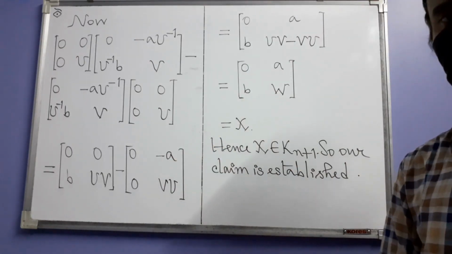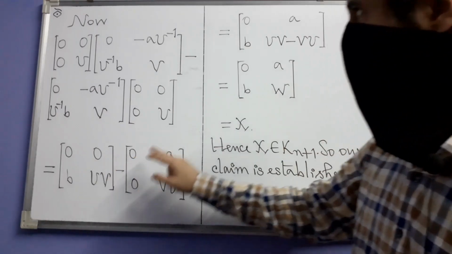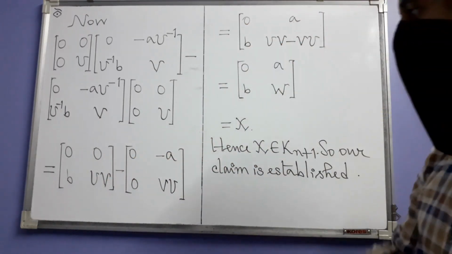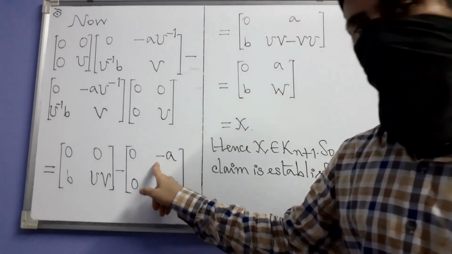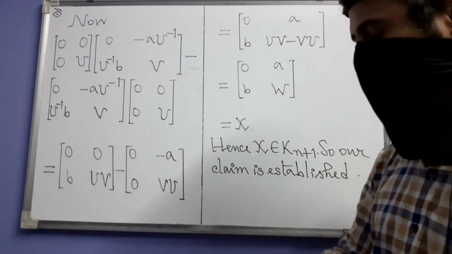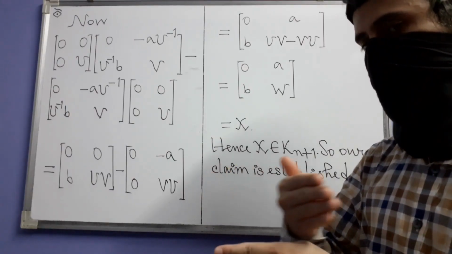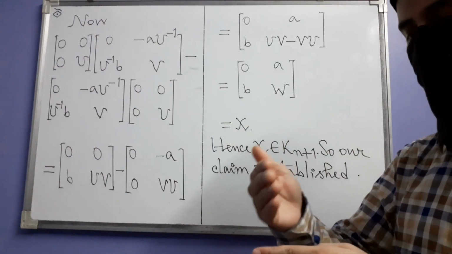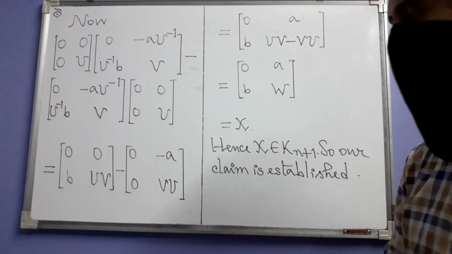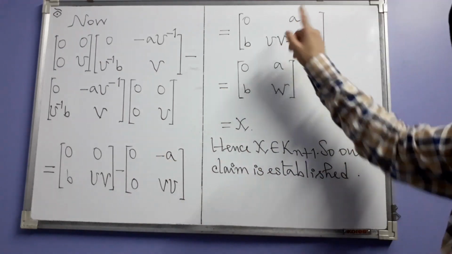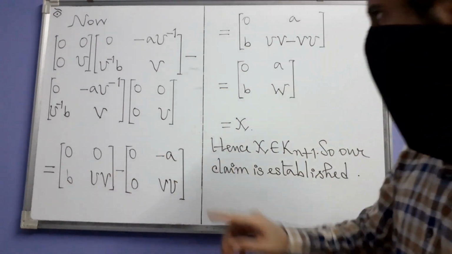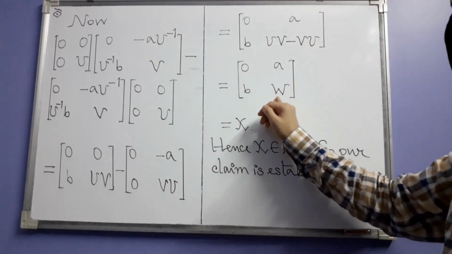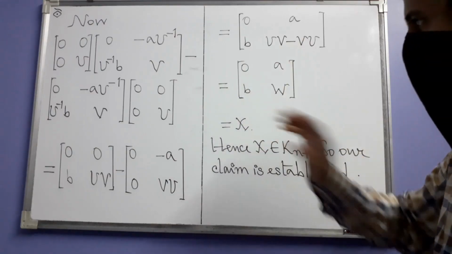And then when you do the subtraction, what do you get? 0 minus 0 is 0, of course. 0 minus minus A is plus A. You do understand the meaning of this minus A, right? All the entries of the row A are replaced by their additive inverses. That's what it means, so minus of that becomes A. B minus 0 is B, and here you have UV minus VU. So UV minus VU is W, and this is your X.